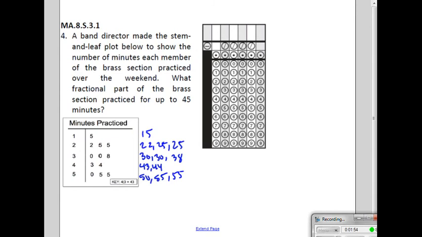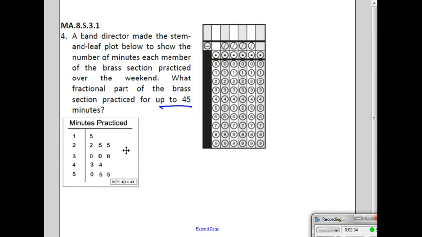Now, with that said, that's not critical to being able to do this problem, being able to write it out, but understanding what the numbers are is critical. So we go back to the question. It says, what fractional part of the brass section practiced for up to 45 minutes? When we look at our numbers, we're going to practice reading the numbers without them being there: 15, 22, 25, 25, 30, 30, 38, 43, 44. These numbers are all up to 45.